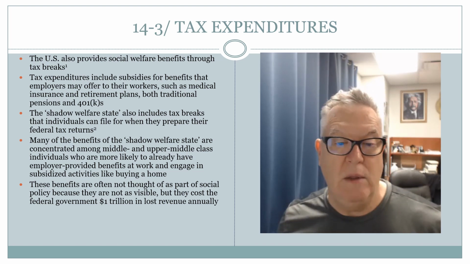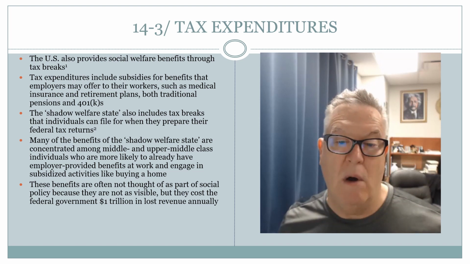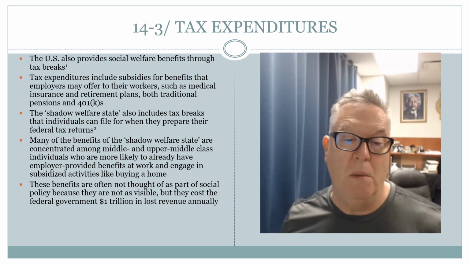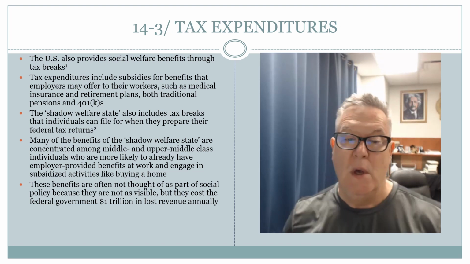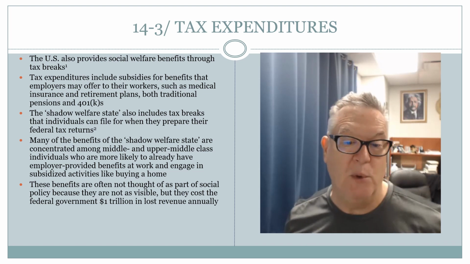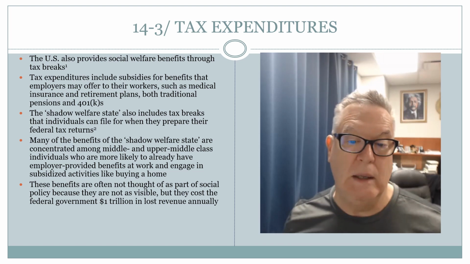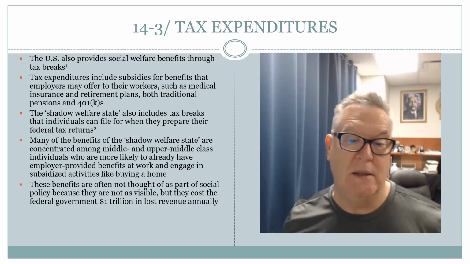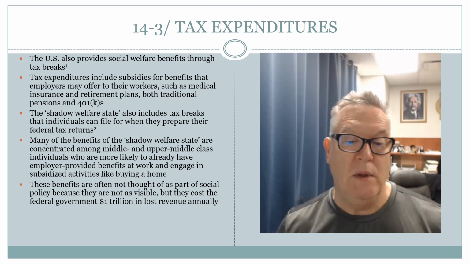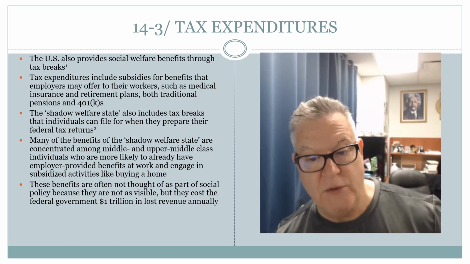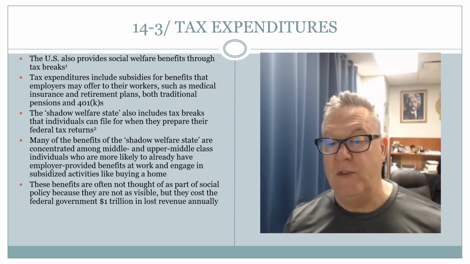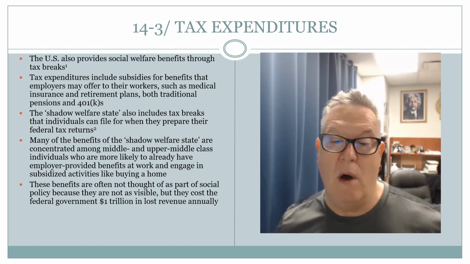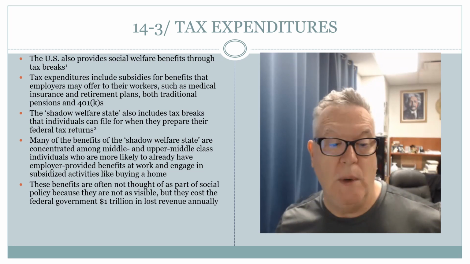Again, many of the benefits of the shadow welfare state are concentrated among middle and upper middle class individuals and families who are more likely to already have employer provided benefits at work and engage in subsidized activities like buying a home. These benefits are often not thought of as social policy because they're not as visible, and many people just take it as a right, but they cost the federal government up to $1 trillion in lost revenue annually.